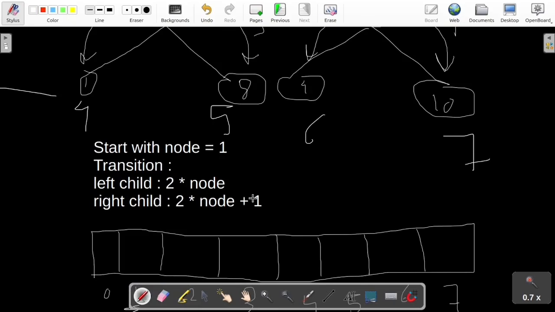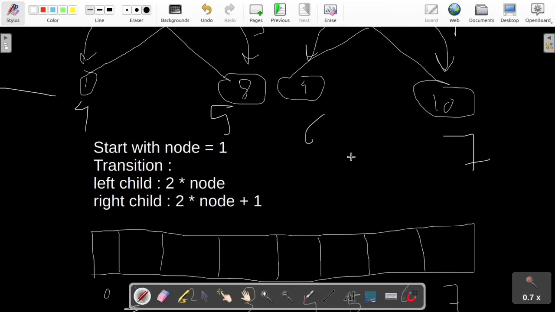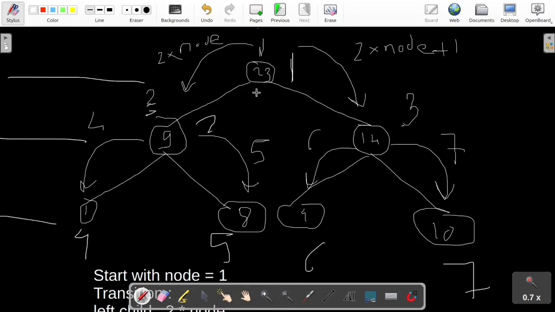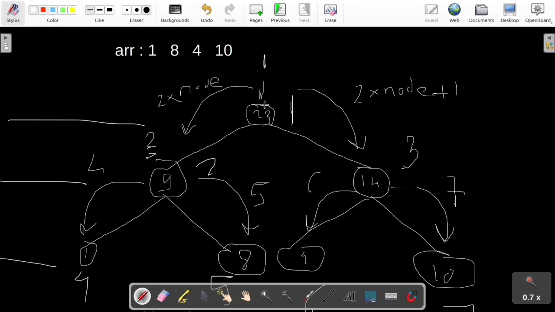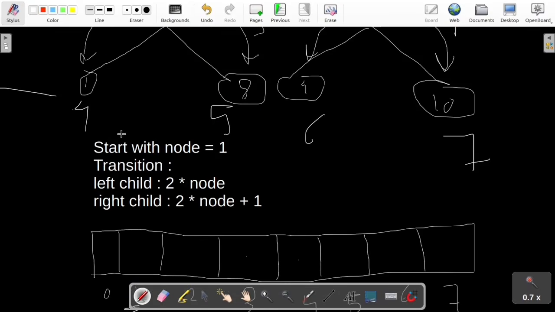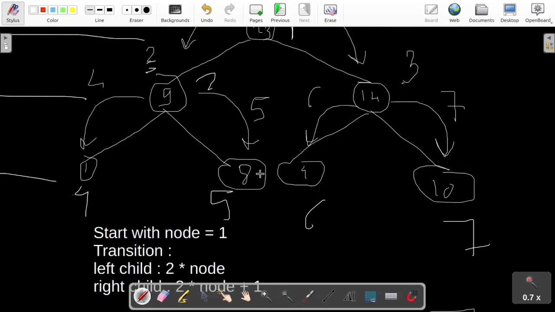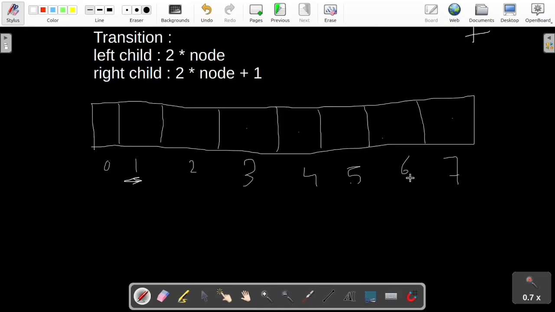Why did I assign these numbers? Because we should know at which index we have stored the value of this node. Root node at first index, leftmost child second, rightmost child at third. Then for the next level, leftmost child at fourth, the next child at fifth, the next child at sixth, and the last one at seventh. And not just for this, for every segment tree from now on you will store nodes in this fashion.